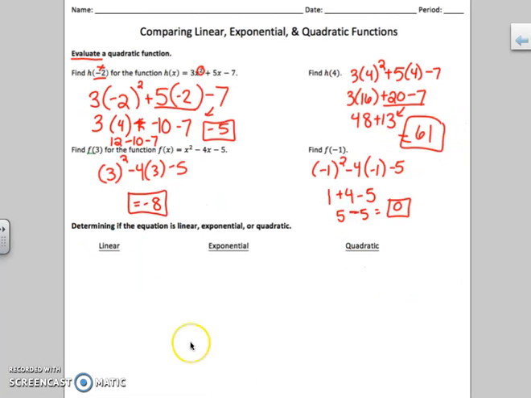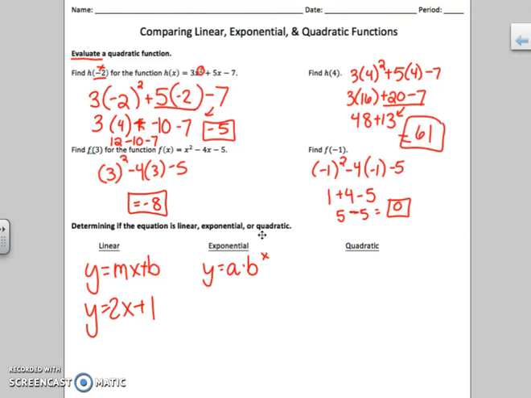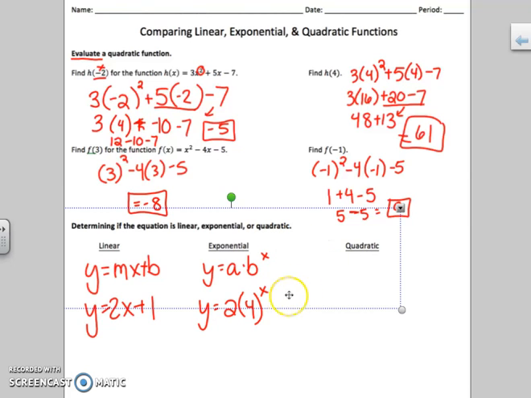All right, so now let's look at determining whether an equation is linear, exponential, or neither. So we know that a linear equation is going to follow y equals mx plus b. So I'm going to have like y equals 2x plus 1. Okay. Exponential equations, hopefully you remember, is y equals a times b to the x. So the x is in the exponent for exponential. So you could have y equals 2 times 4 to the x. That would be an example of an exponential.